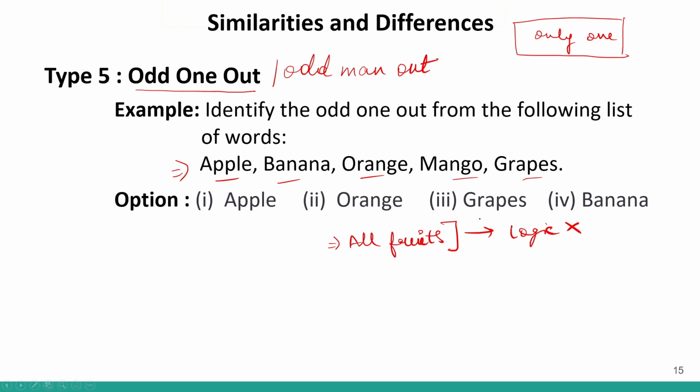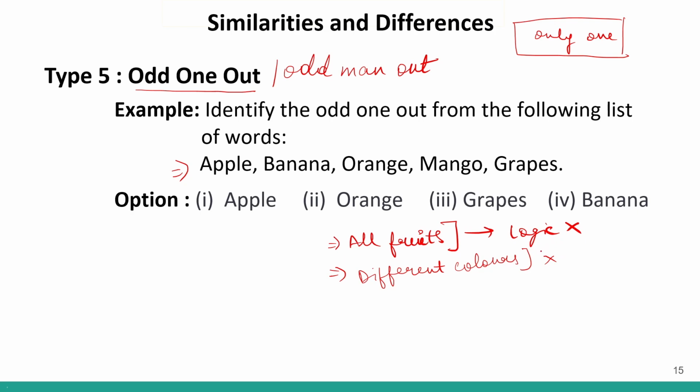Now let us look at some other logic. Let's look at the colors. Apple is red. Banana is yellow. Orange is orange. Mango is yellow. Grapes are green. Again, I cannot find a logic. All of these have different colors. Okay, there are two yellows, but everything else also has a different color. So I can negate this logic also. This is also not a logic that is being used.